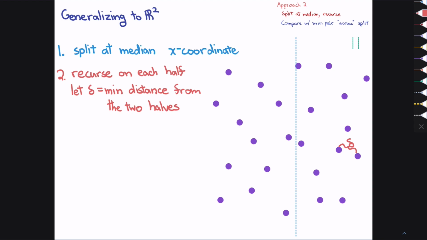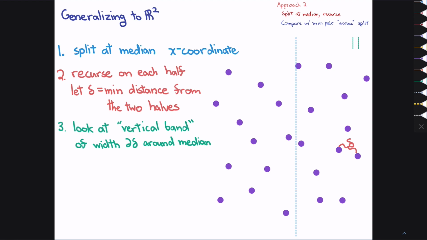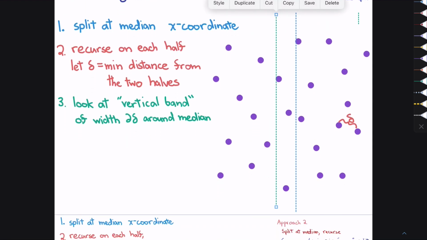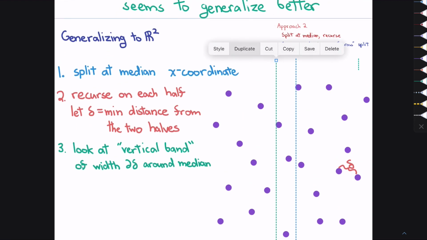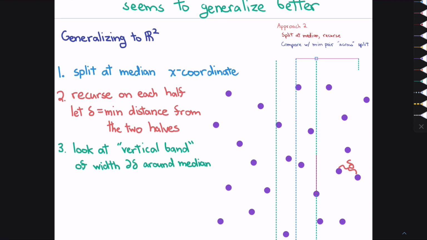Okay. Now, step 3 is where things are going to get a little bit interesting. What we're going to do is look at this vertical band of width delta. So I'm trying my best to draw it. Let's say that this is roughly delta. Okay, something like that.